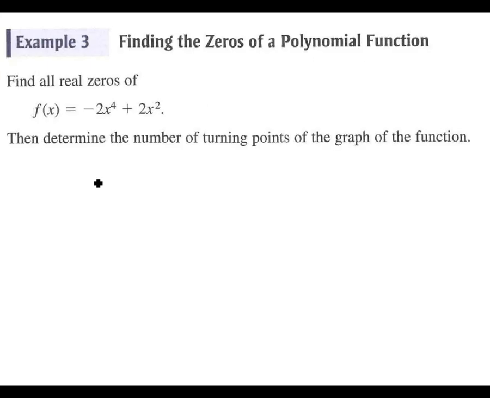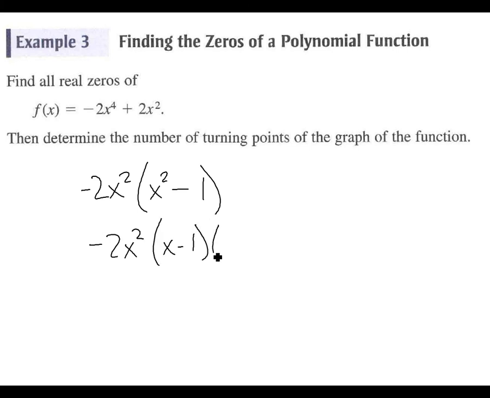So our job is we're going to factor everywhere we can. So on this one, let's pull out a negative 2, x squared, and we're left with x squared minus, it's going to change the sign, and just 1 in here. All right, we can factor one more step. Negative 2x squared, x minus 1, x plus 1.